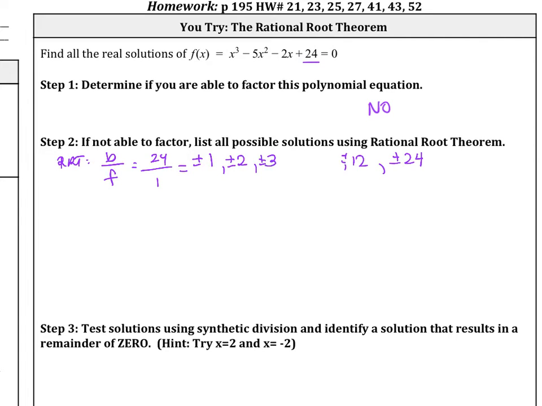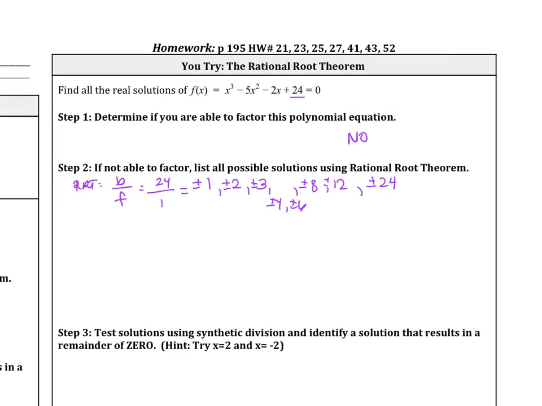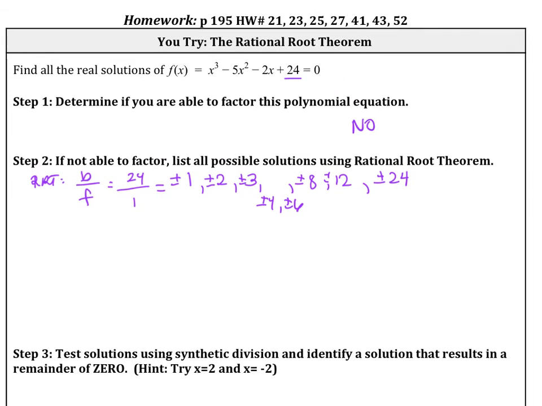3 goes into 24, so that is 3 times 8. And then plus or minus 4, and that's times 6. So that's how I list it, so that I make sure I hit every single number. So that's first. You have to list all the possible roots. Again, notice that 5 is not one of my choices, right? 5 is not a factor of 24. Neither is 7, and so forth.